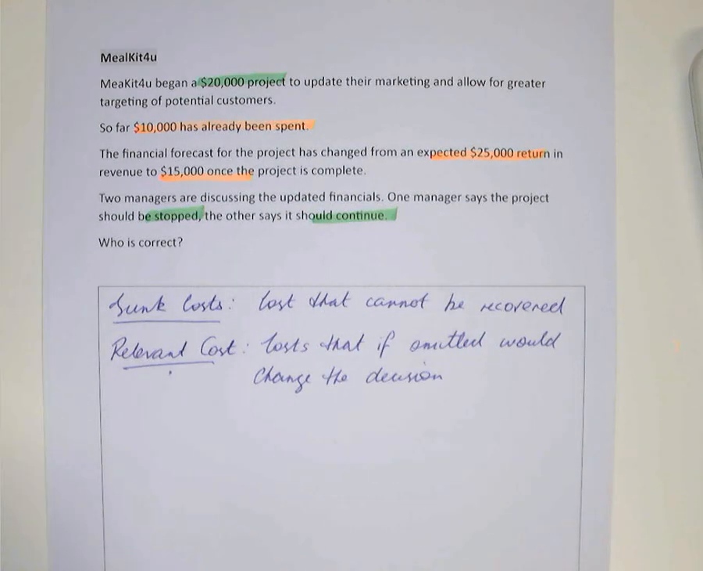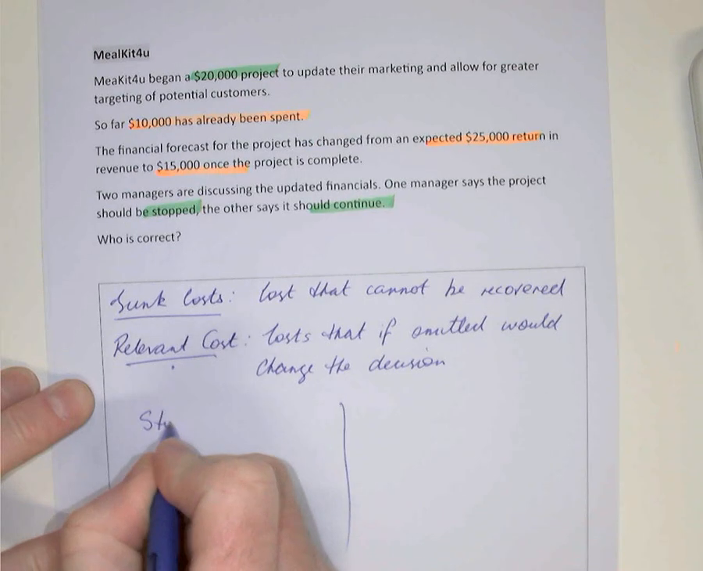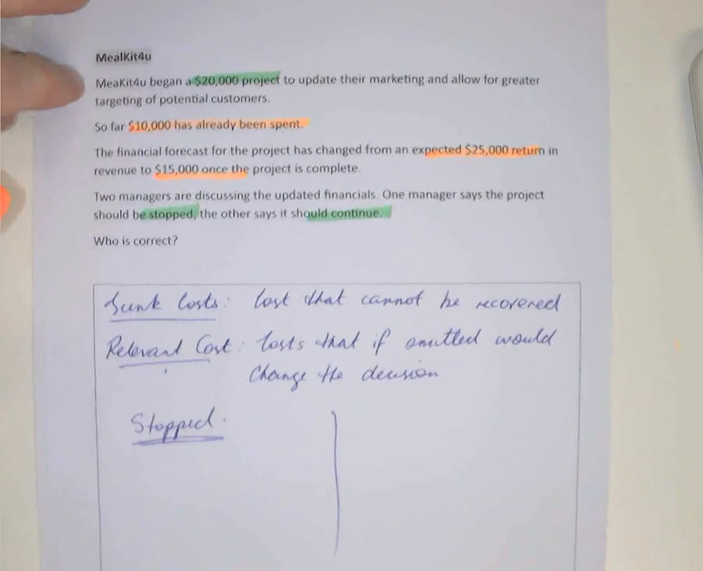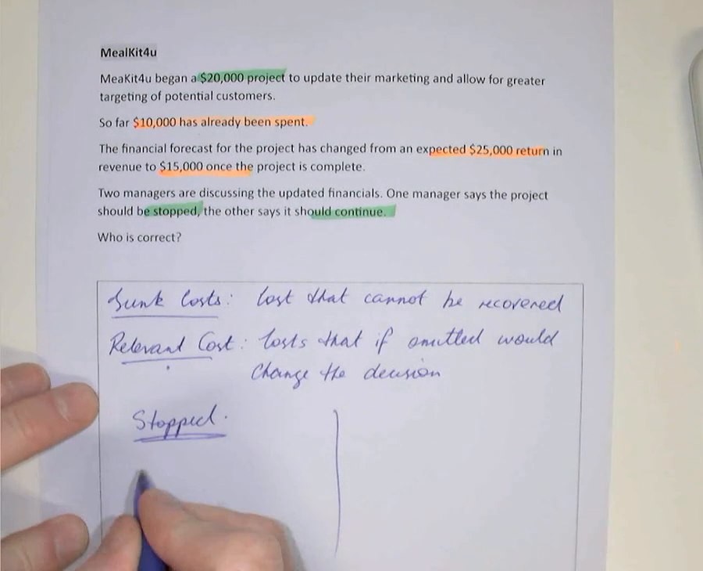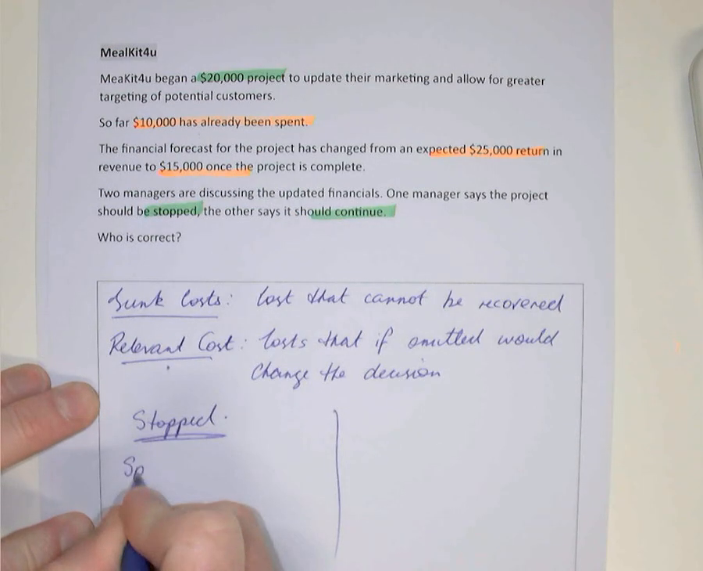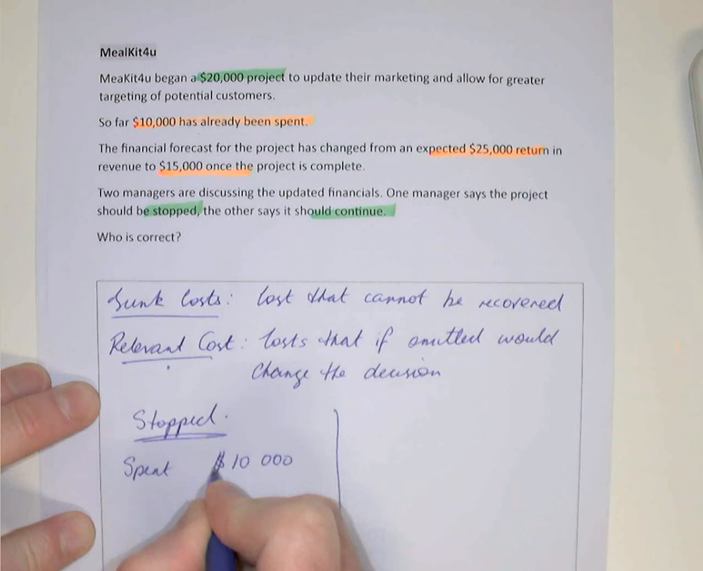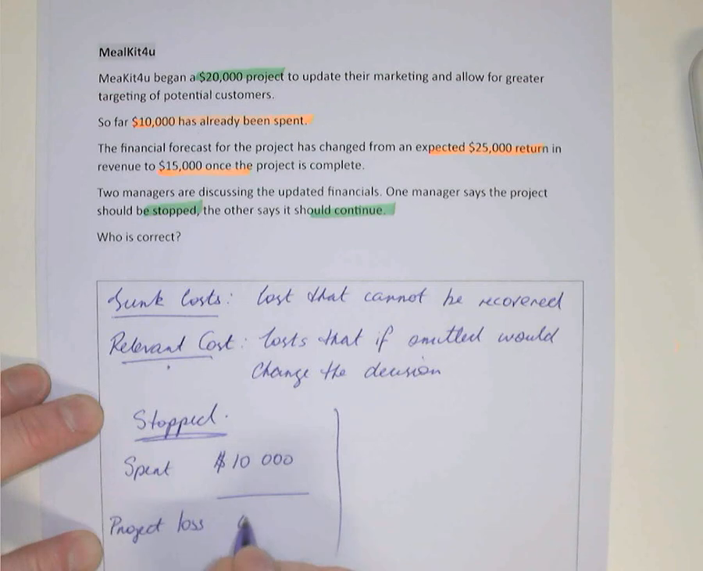Okay, so let's have a look at the decision making for when we stop. So we stop the project. Now, what's my cost? At the moment, so far there's $10,000 already been spent. So let's go with spent $10,000. So that would mean an overall project loss of $10,000.